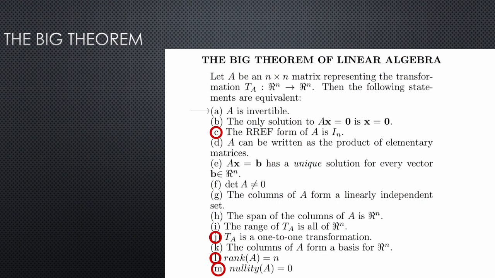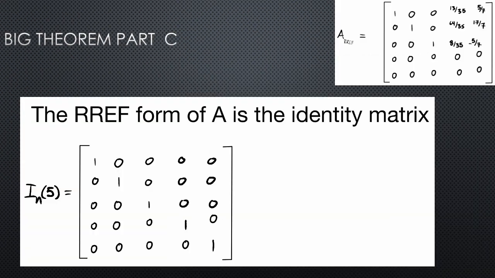Now we have the big theorem part. Pick your 4 big theorem parts that you want to prove or disprove, I guess. I'm picking parts C, J, L, and M. Part C states the RREF form of A is the identity matrix. As you can see, I conveniently am putting the RREF form of A in the top right corner of all these next following slides. And yes, the identity matrix for a 5x5 matrix is not at all the same as the RREF form of A, so that is false.